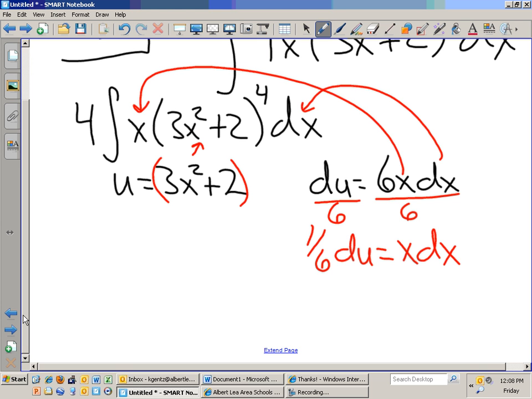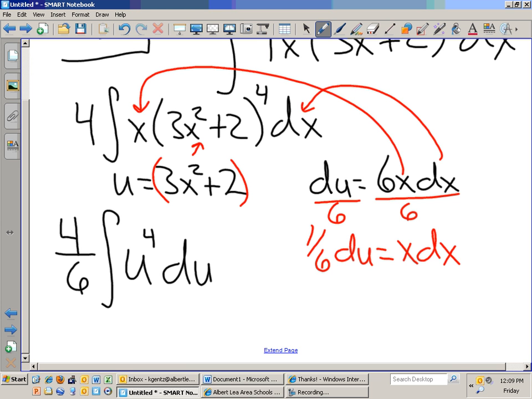Is that okay? Which would reduce to 2/3. I will deal with that later. I have the integral of, instead of 3x squared plus 2, what do I have? u to the fourth power. I have this x and this dx. What goes in for the x and the dx? du. Well, not just du, but 1/6 du, and we have our 6 out front.